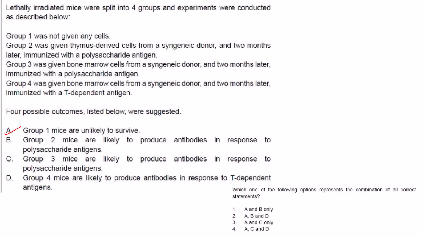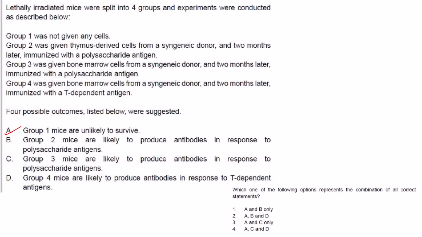Okay. Now group 2 mice are likely to produce antibodies in response to polysaccharide antigens. Now what was group 2 given? Group 2 was given thymus derived cells from syngenic donor. Now what is this syngenic donor? That is when you transplant cells between genetically identical individuals. That is just like your identical twins. They have the same genotype. So when you do transplantation between genetically identical individuals, it is syngenic.